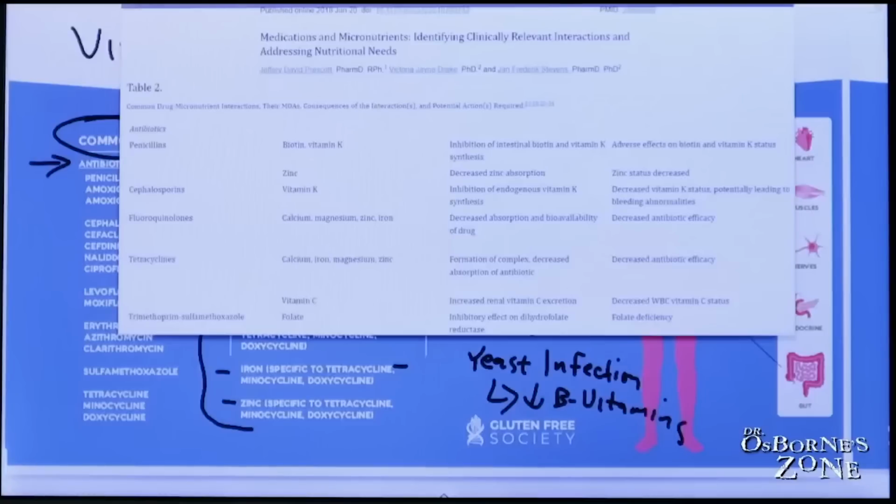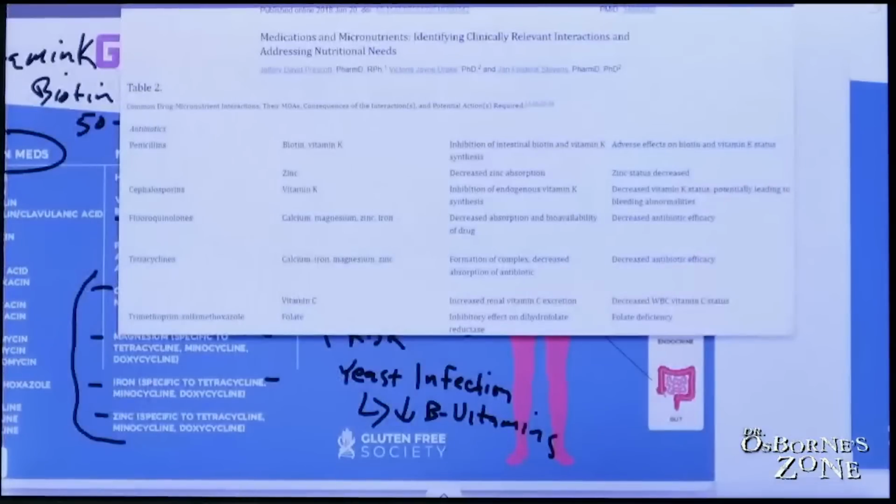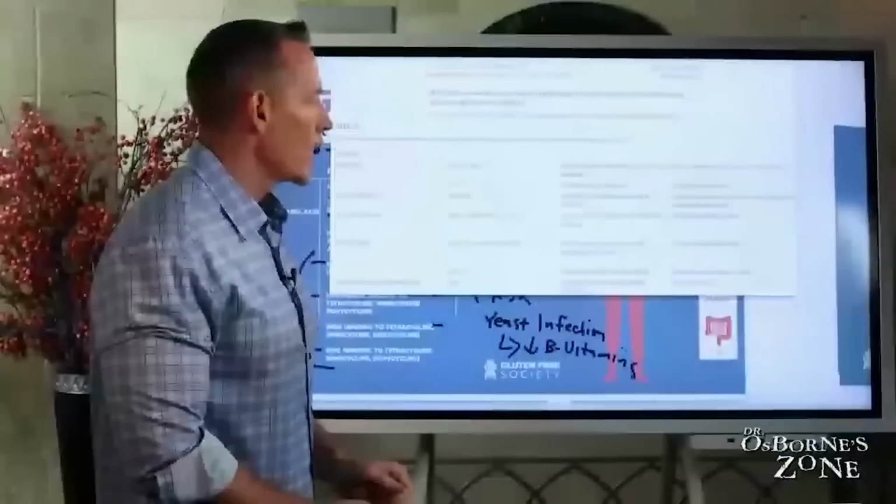Common drug micronutrient interactions. You can see here, in this case, these are all antibiotics. Here we go. Penicillins, biotin, vitamin K, what we were talking about earlier; cephalosporins, zinc and vitamin K; fluoroquinolones, calcium, magnesium, zinc and iron; tetracyclines, same four minerals; trimethoprim, vitamin C and folate deficiencies. So again, a lot of nutritional deficiency coming from the chronic use of these antibiotics.